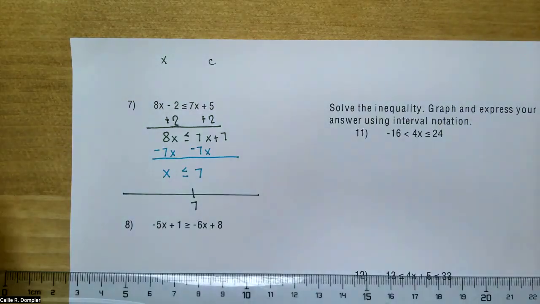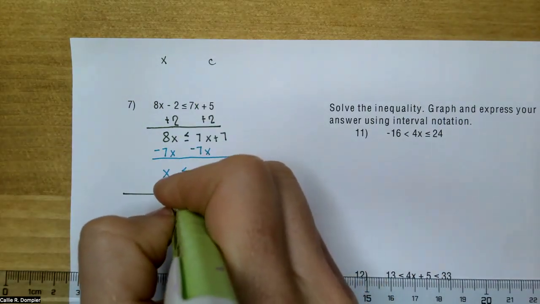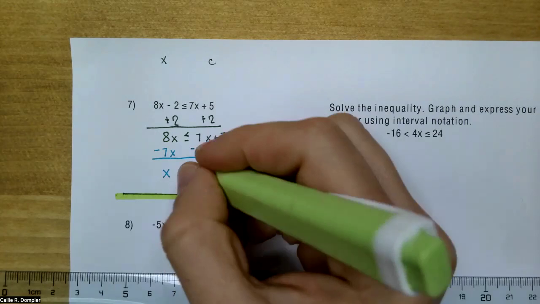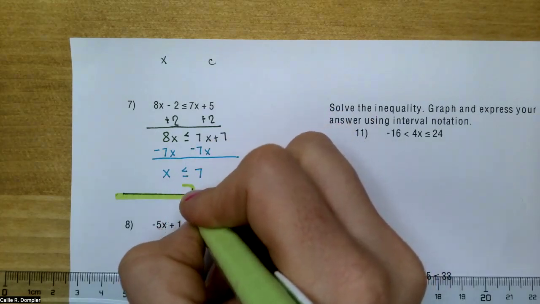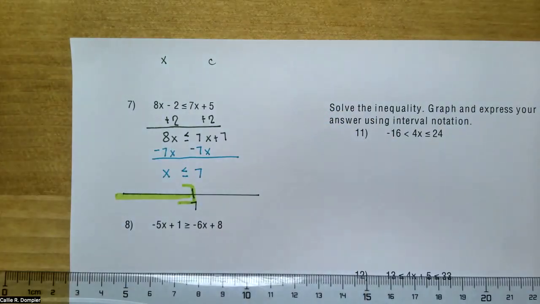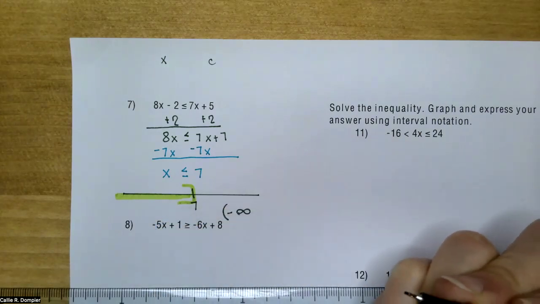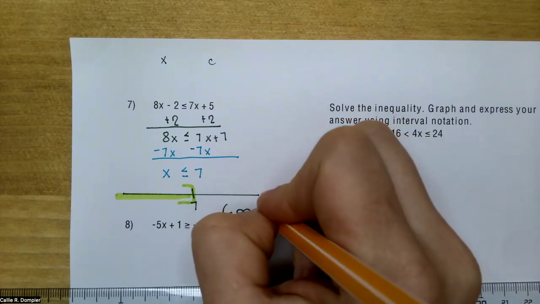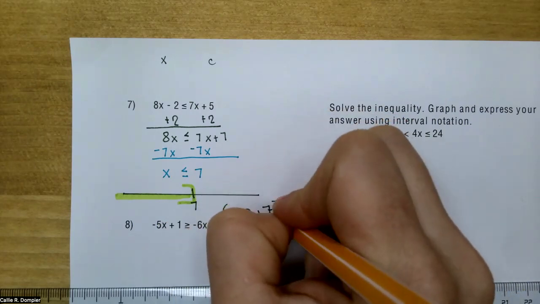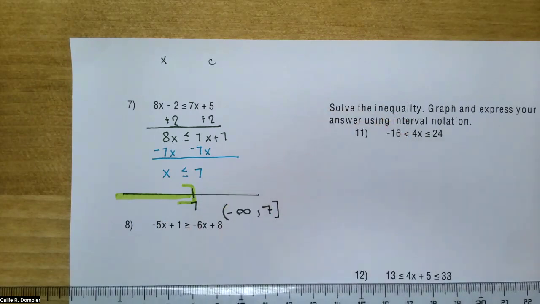Here's 7. What direction is less than 7? It would be over here with 6. It's less than or equal to, so it's going to be a bracket. It's going to go on forever, so it's going to start at negative infinity. The negatives always have a parentheses. It's going to end at 7, and it ends with a bracket. Good?